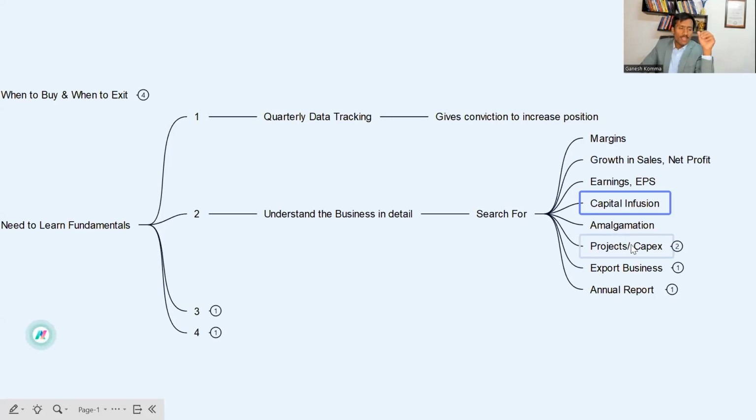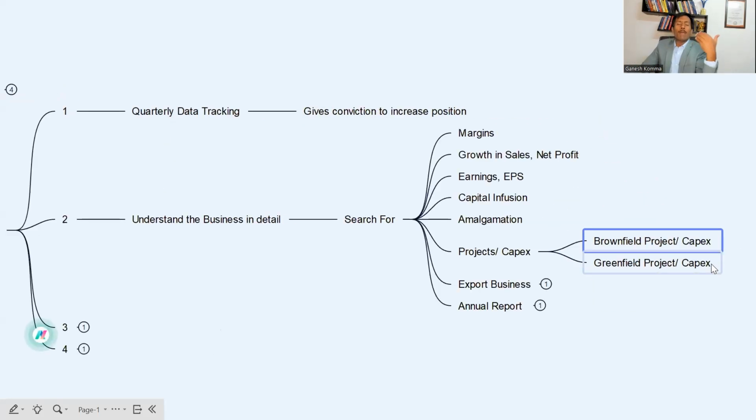Rainbow Children's, yes, in the healthcare space, the hospital space, is doing wonderfully well. Polymedicure, doing wonderfully well. So is there any capital infusion that the company has had into developing more? We check. Amalgamation, is the company amalgamating with another business? Or capex, is there any capital expenditure that is happening?